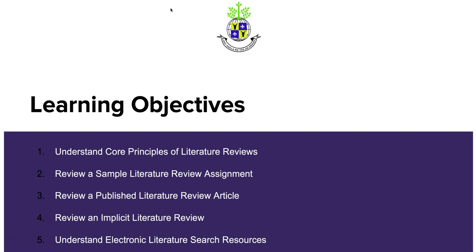We continued by looking at a sample literature review assignment and how that literature review was used to justify other things being proposed. We looked at a published literature review article available on PLOS ONE, a systematic literature review. Then we looked at the implicit literature review contained within chapters of a master's degree in English thesis. And finally, we talked about some electronic literature search resources, places where you can go to find other sources that are out there, whether in book form or journal articles, published online or offline. So I hope that these are helpful.